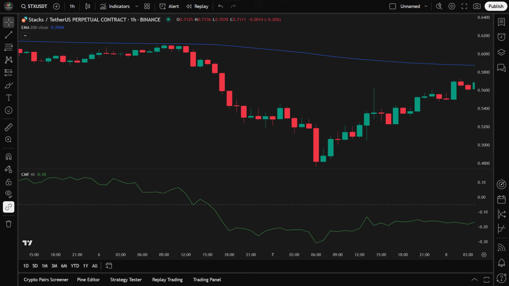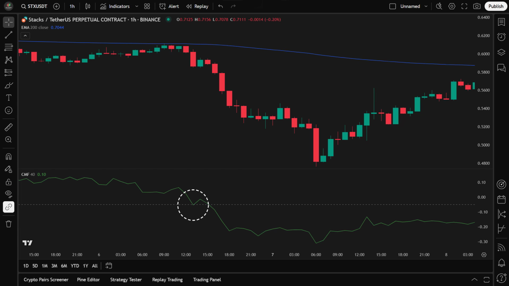1. Just like in our long strategy, we use a CMF 40 to reduce noise. But this time, we're looking for negative values, which indicates selling pressure. 2. While CMF below zero shows general selling, that might not be strong enough. So we wait for the CMF to cross below minus 0.05, a signal that distribution is gaining strength and sellers are taking control.